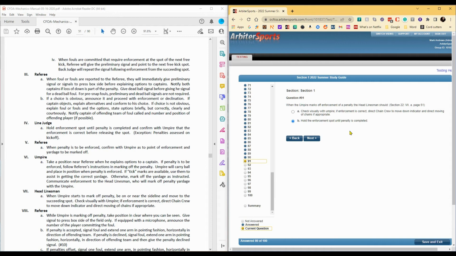Well, first of all, bring your box with you when you're marking off a penalty, unless it's a 5-yarder. But if it's a 10 or 15, bring the box with, say, come on, come with me, and then you step on the hash mark and say, put the box here. If it's a first down, you're waving the chain crew down as well. But it's important that the line judge hold that spot until all three of us agree that we're in the right place. Okay, so the answer is A.